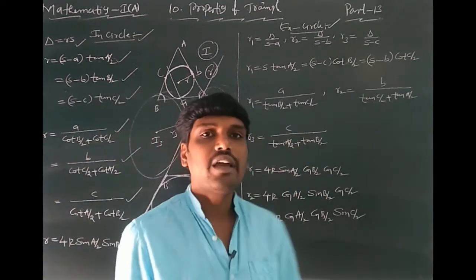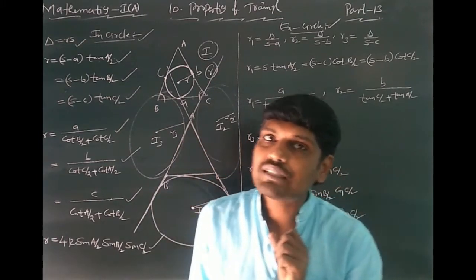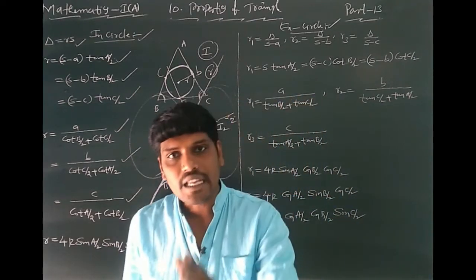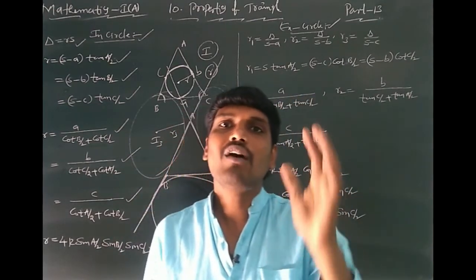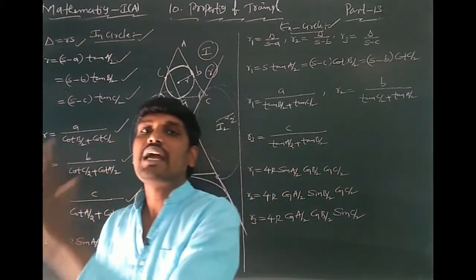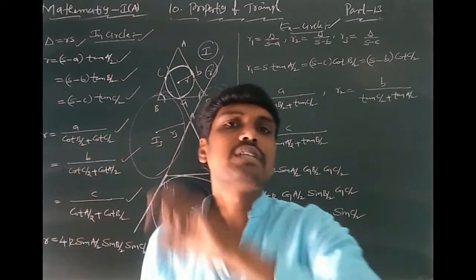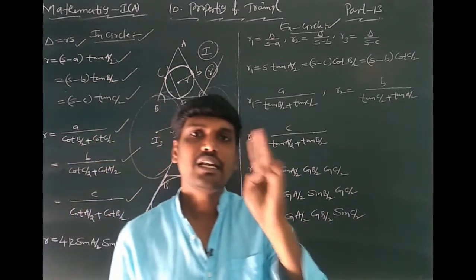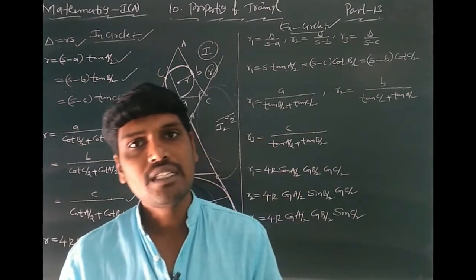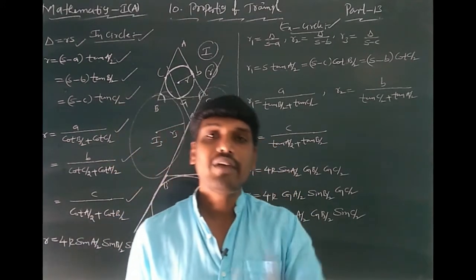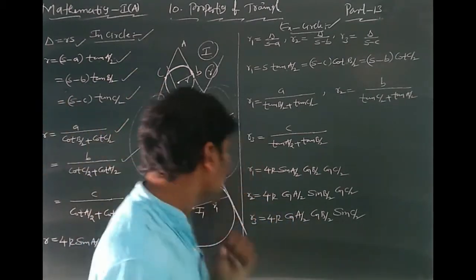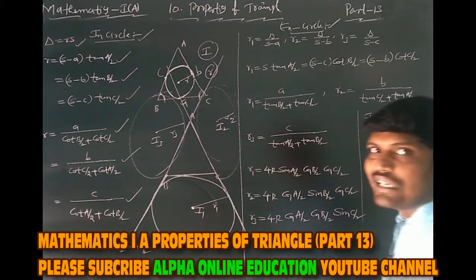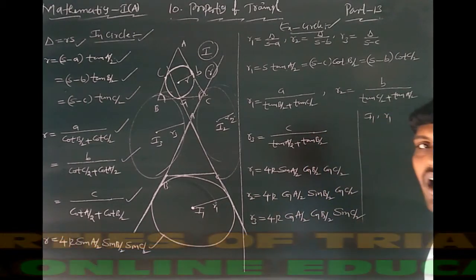Understood or not? In this way, how many ex circles are there? 3 ex circles. What is the definition of an ex circle? If any circle touches one side internally and the remaining two sides externally, that type of circle is called an ex circle. In triangle ABC, a total of 3 ex circles are formed. These 3 ex circles have 3 centers and 3 radii. Here I1 is the first ex circle's center, with respect to radius r1.